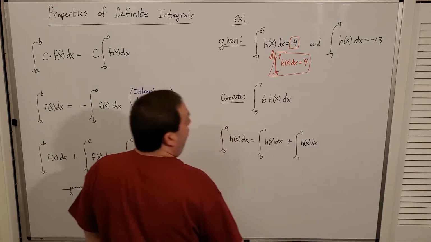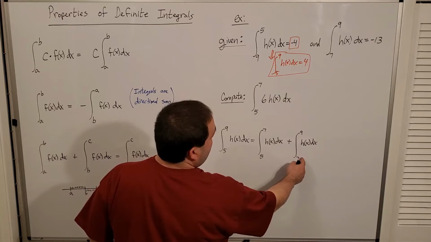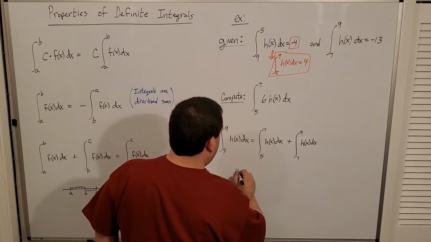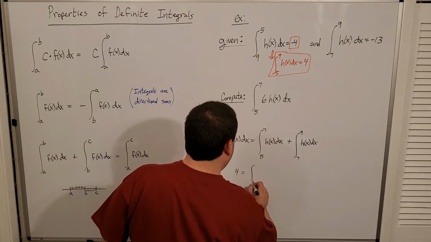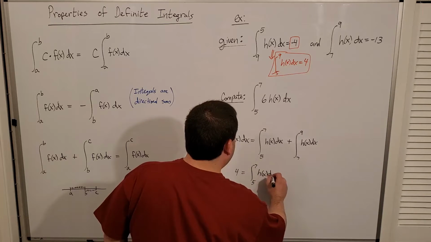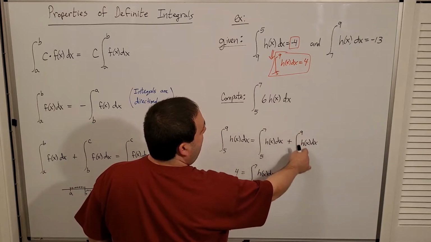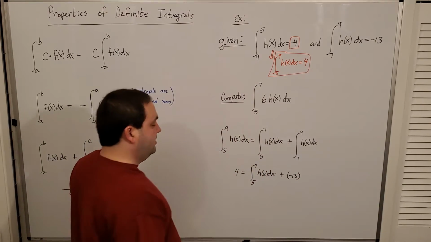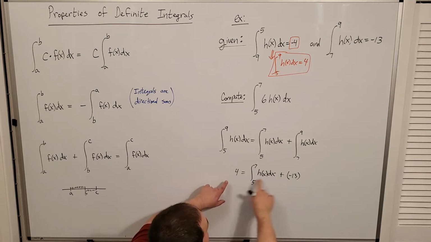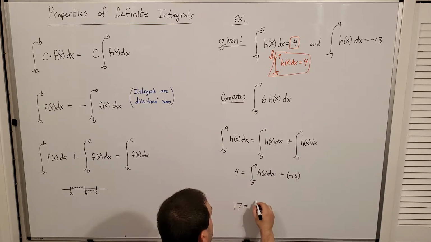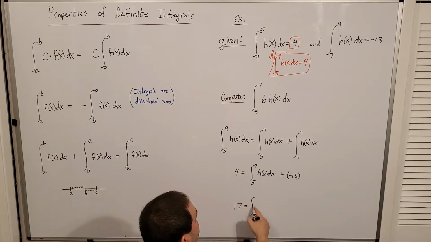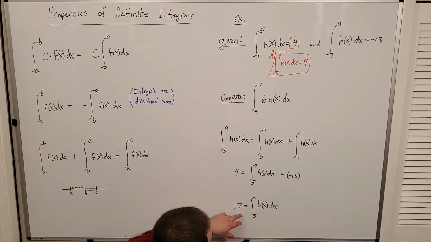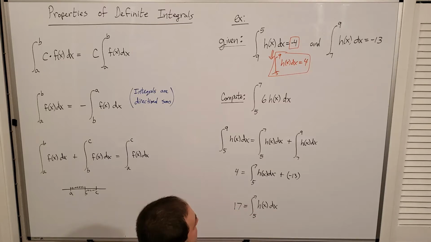Well, I already know what the integrals from 7 to 9 and from 5 to 9 are. This one is 4, equal to the integral from 5 to 7 of h of x dx plus the integral from 7 to 9 of this function, which is negative 13. So if I just add 13 to both sides here, I get that 17 is the definite integral from 5 to 7 of the function h of x dx. So 17 is the integral of just h of x.